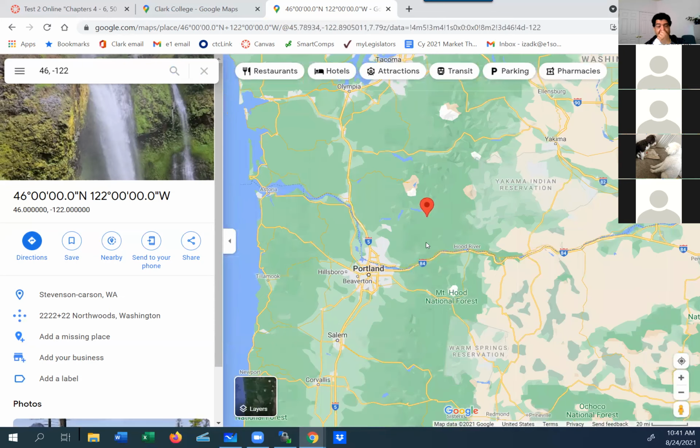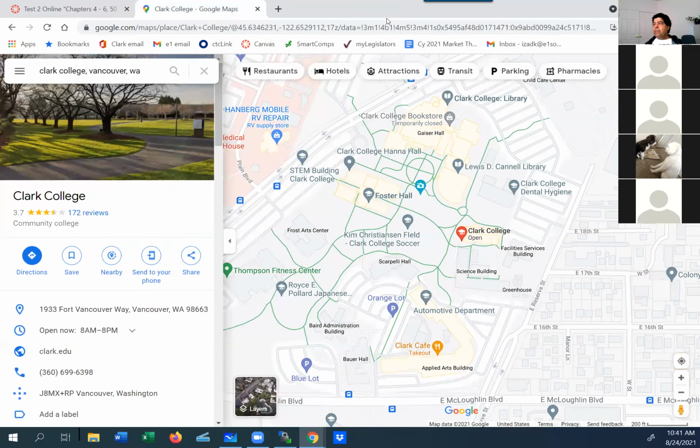Yeah, a little further now. So that's 1 degree of latitude. Took me from Salem all the way up to almost Olympia. Anyway, get off this topic. All right. Any questions?